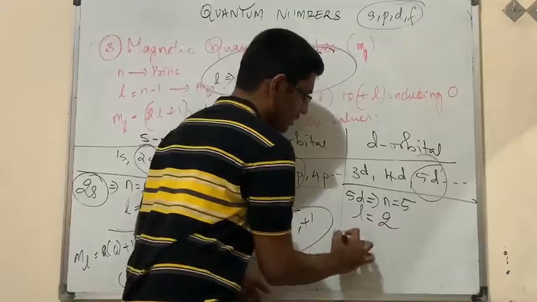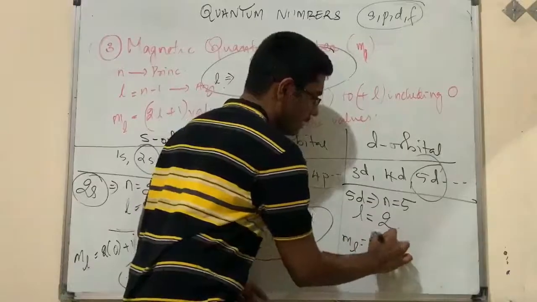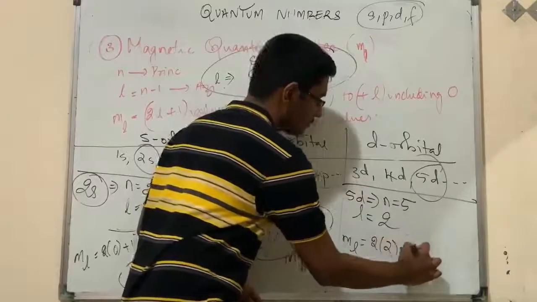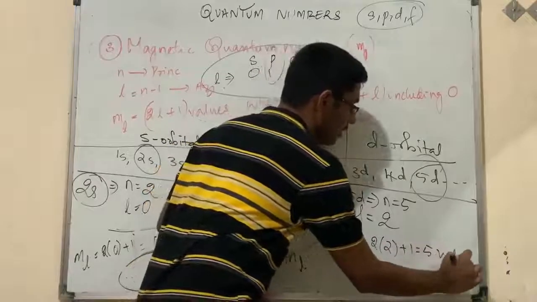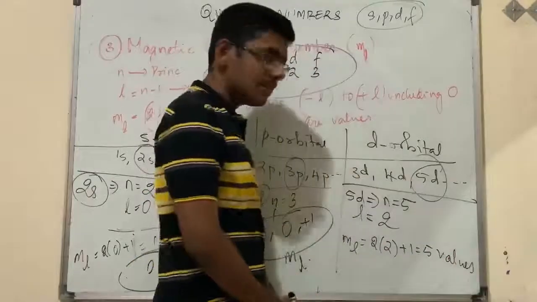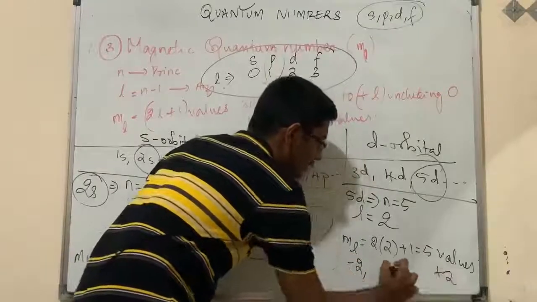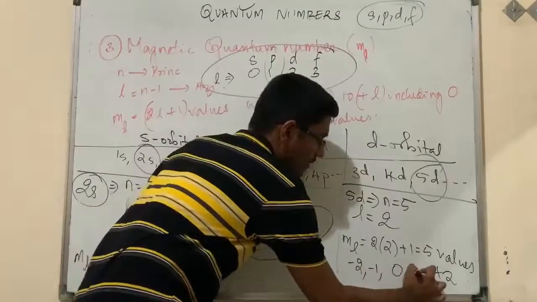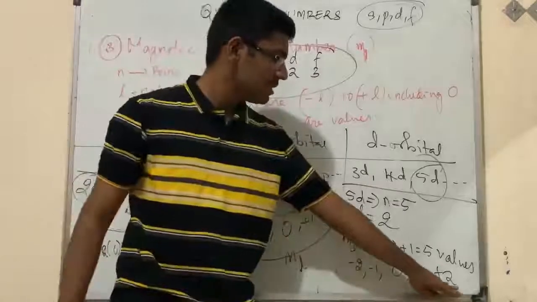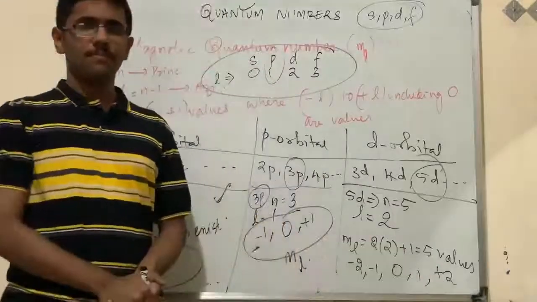So the number of values of ml is 2l plus 1. That is 2 into 2 plus 1, which gives 5 values. What are these values? They are minus l to plus l, that is minus 2 to plus 2, including 0. Write all the numbers in between. These are the 5 numbers possible for the magnetic quantum number.